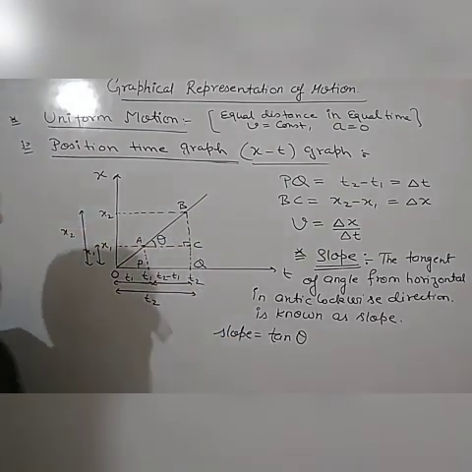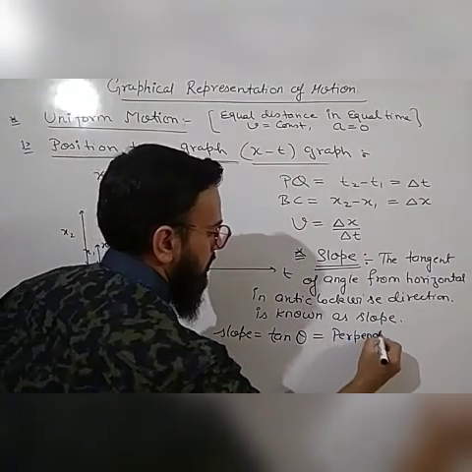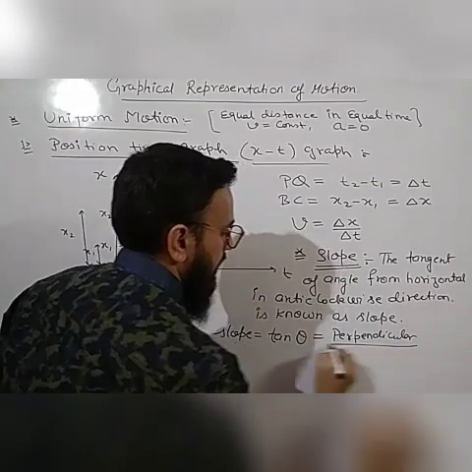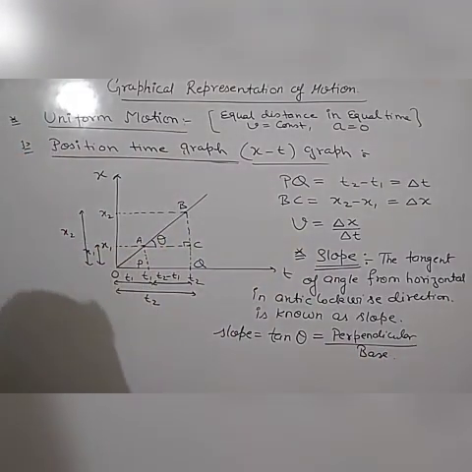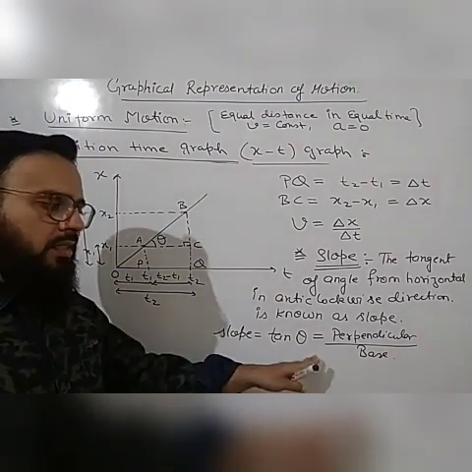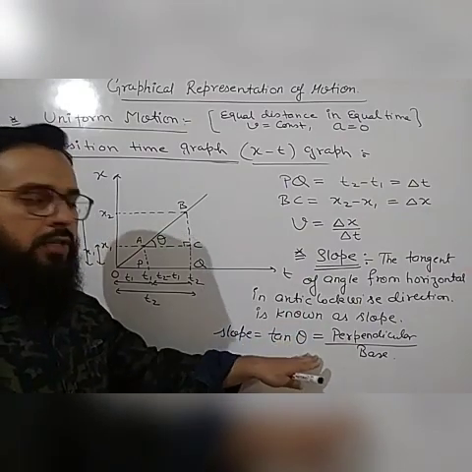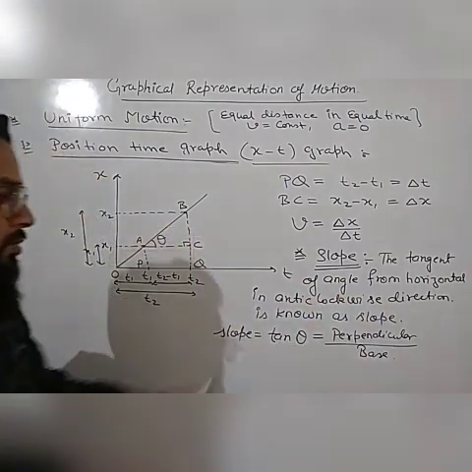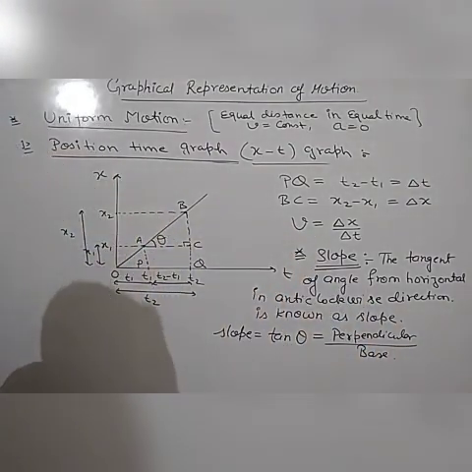And what is the value of tan theta? Tan theta is equal to perpendicular upon base in a right angle triangle. This is for class 11 only. Class 9 students may leave this, or they can note it down. They will understand this topic easily in class 10. So slope means tan theta, and tan theta is equal to perpendicular upon base.